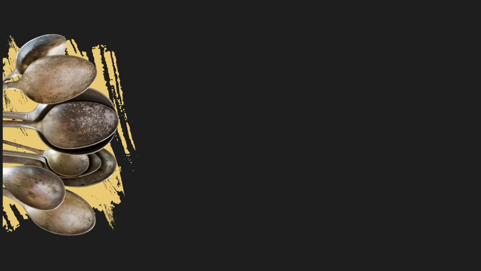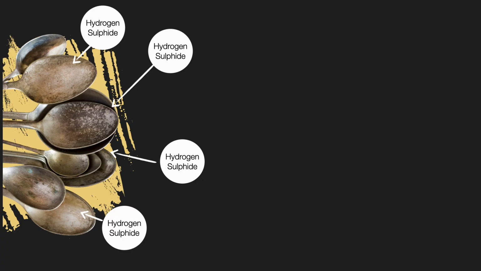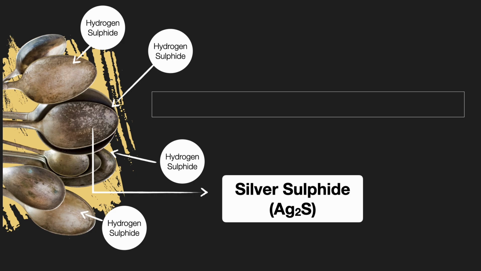Silver spoon is a very good example which turns black when exposed to air for a long time. This happens because silver reacts with hydrogen sulfide, a chemical compound present in air, to form a black coating of silver sulfide, that is Ag2S, as you see here.